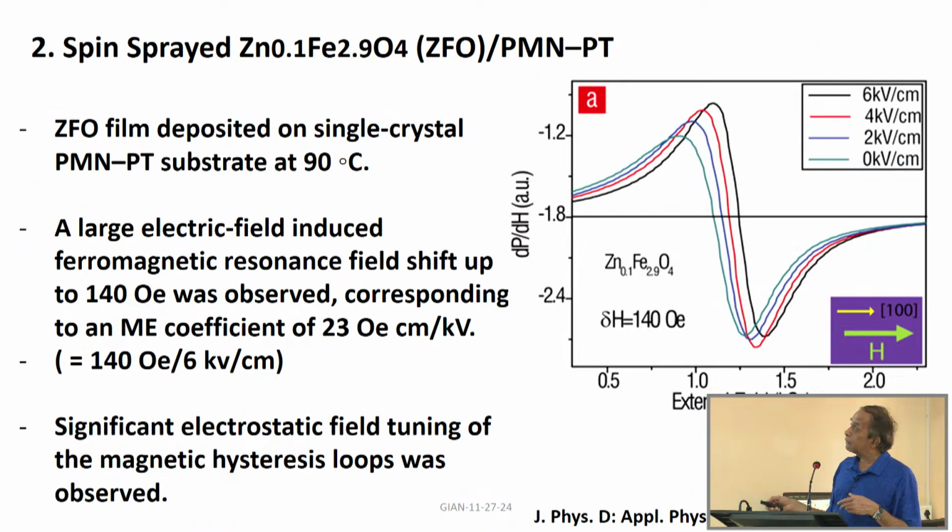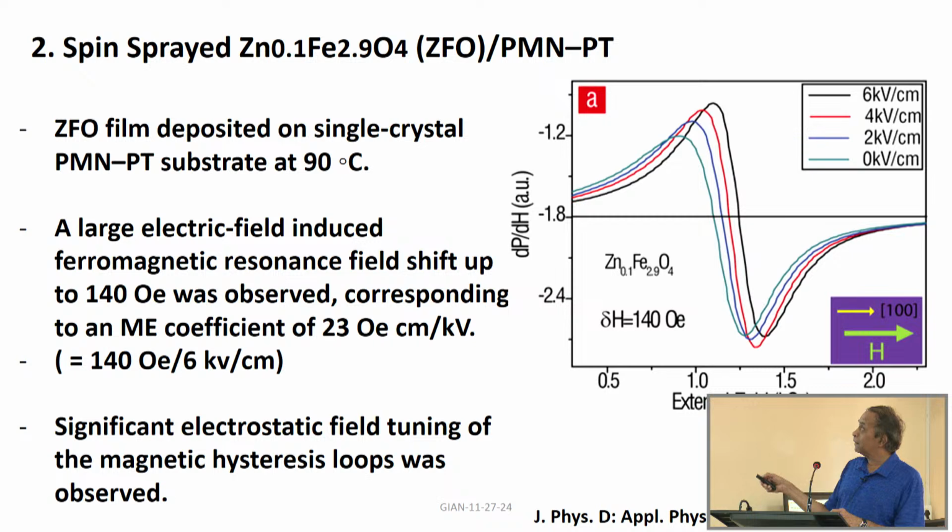So, the other system, number 2, I want to discuss is once again zinc, iron and oxygen. This is kind of zinc ferrite. It is not completely zinc alone. There is only 10% zinc and 90% iron 2 plus. That is the way the composition works.